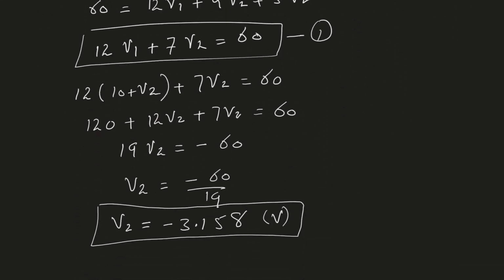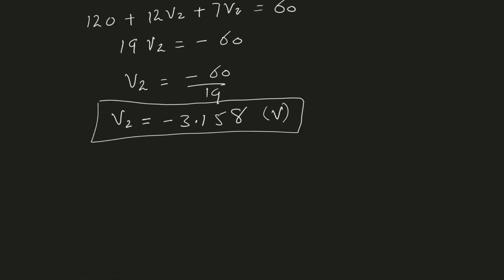All right, so we already found V2. Now the next step is to find V1, and we know that V1 is 10 plus V2. Therefore, V1 is 6.842.